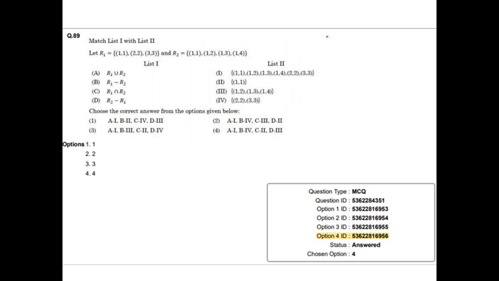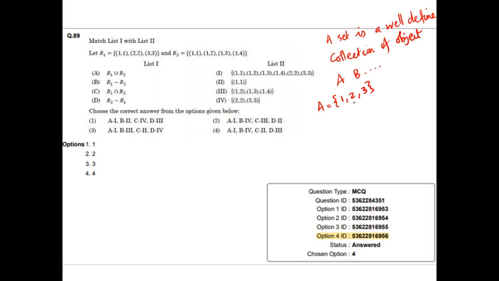As we all know, a set is a well-defined collection of objects. A set can be represented by capital letters, capital A, capital B. This type of letters can be used to denote a set. For example, I can write A is equal to the set {1, 2, 3}. This is an example of one of the representation methods of a set.